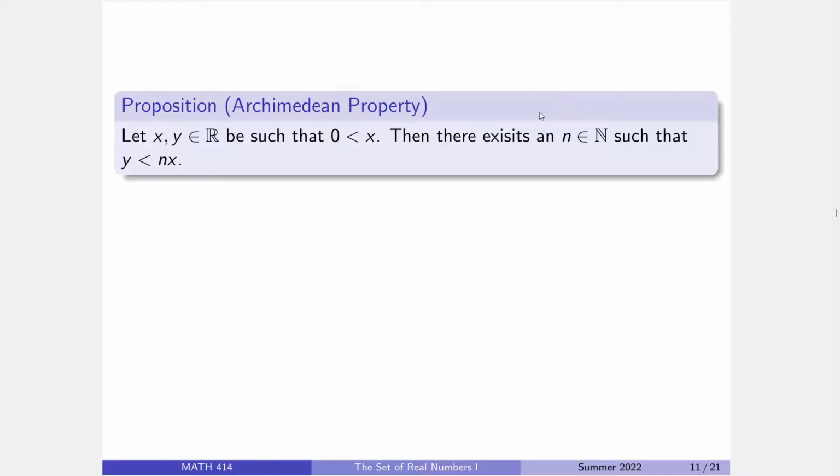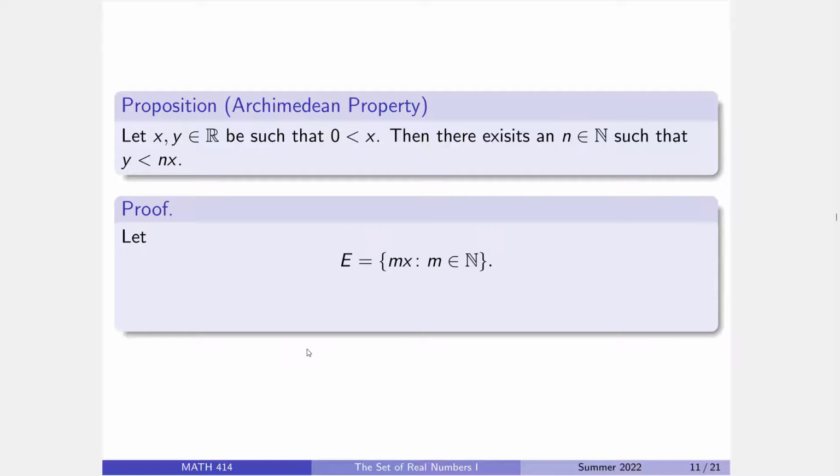Now, note, what's actually going on here is this is just saying that if I have a positive real number x, then if I add it to itself enough times, it will be bigger than y, no matter what y is. So, that's all it's really saying. Alright, so let's prove it.